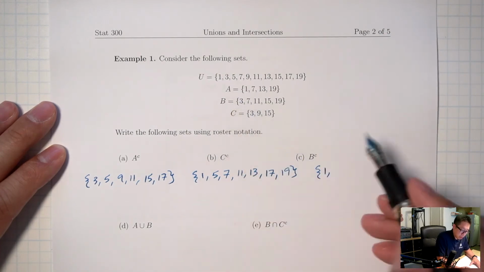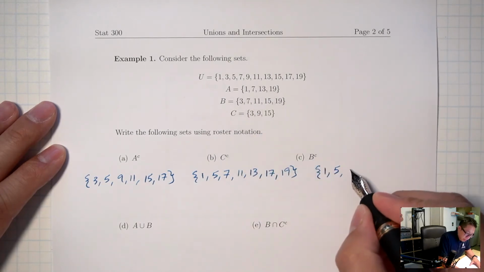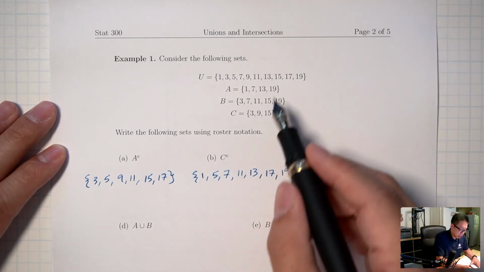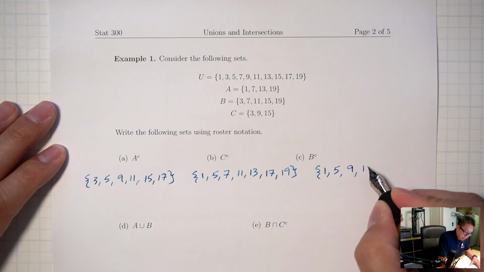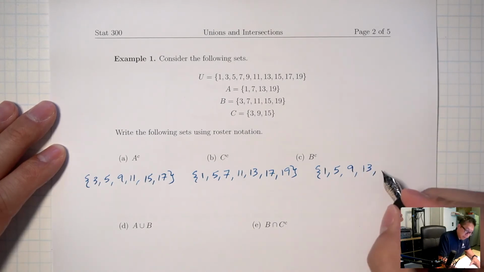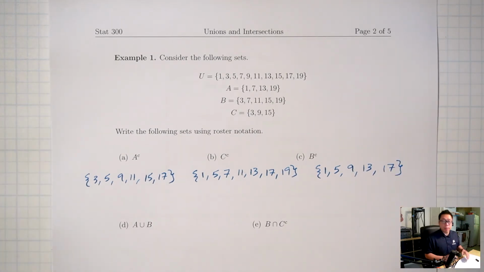5 is not in B. What else? 9. What else is not in B? 13. And I think 17. All right, so those are the complements.